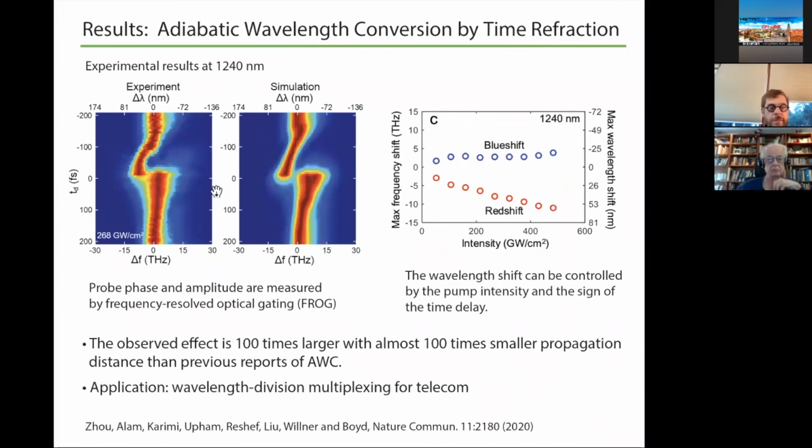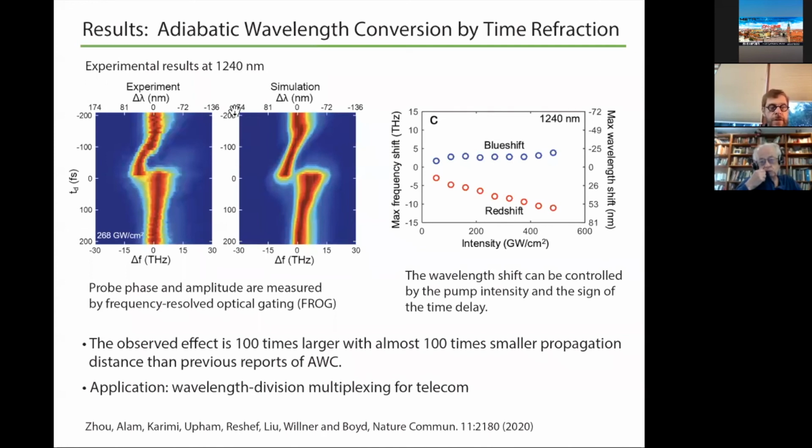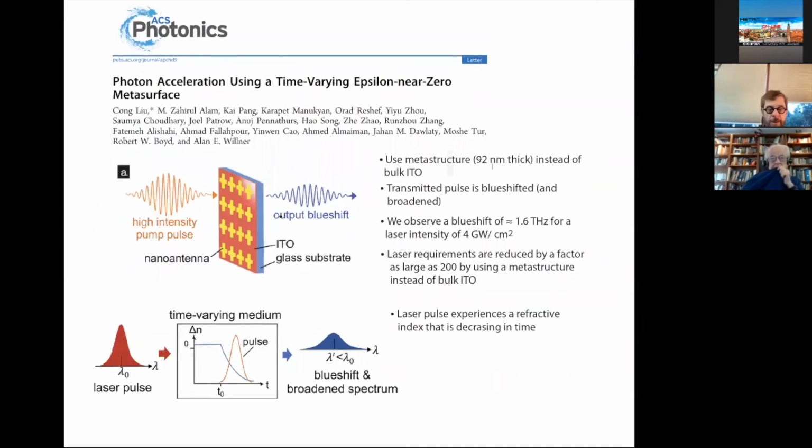And here are the results. Experiment and simulation are in very good agreement. This is the frequency shift that we can impress upon the beam as a function of the delay time between the signal beam and the pump beam. So we can control this delay. We can control it over as much as 75 nanometers of wavelength. And the application we have in mind, just one of them, is wavelength division multiplexing for telecom.